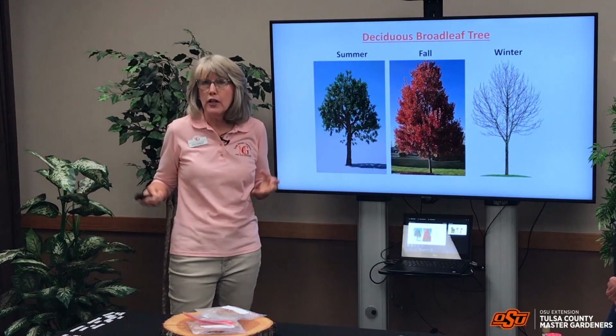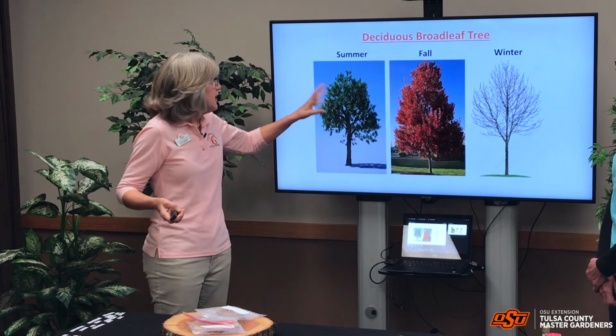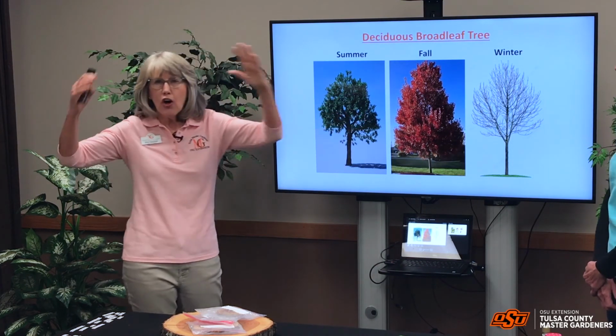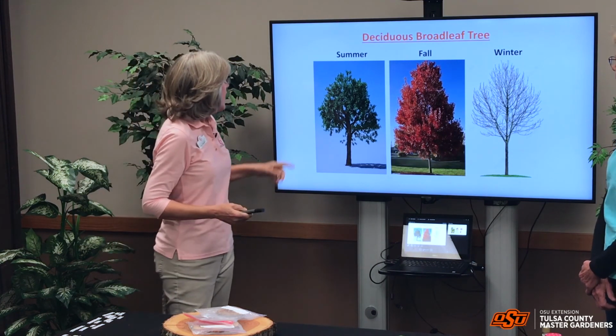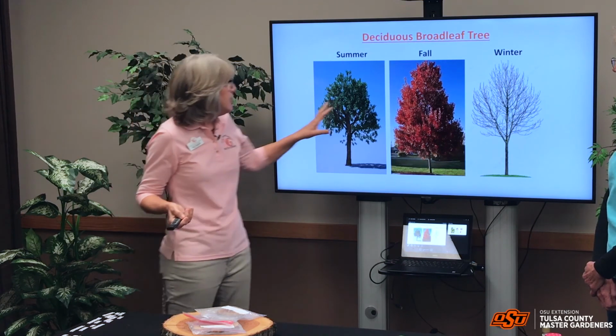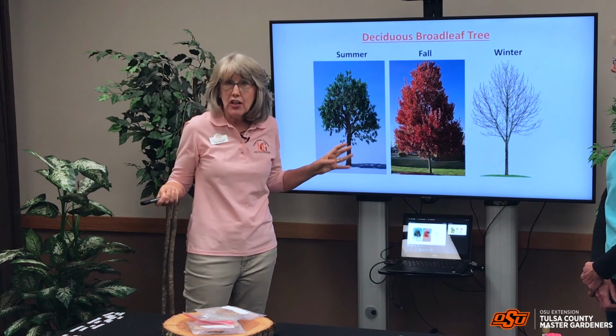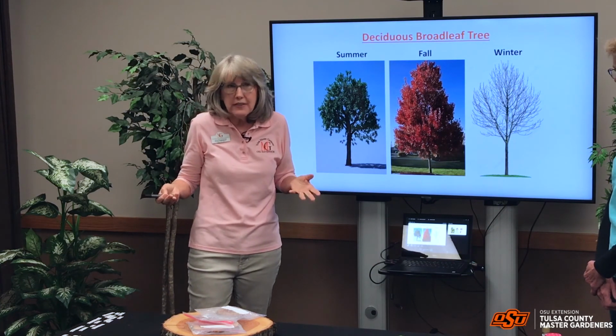Deciduous are broadleaf trees. In the summertime and in the fall and the winter, they are oval shaped or rounded. They have green leaves in the spring and summer. Then in the fall, the leaves may change colors and fall off the trees. And in the wintertime, they go dormant.